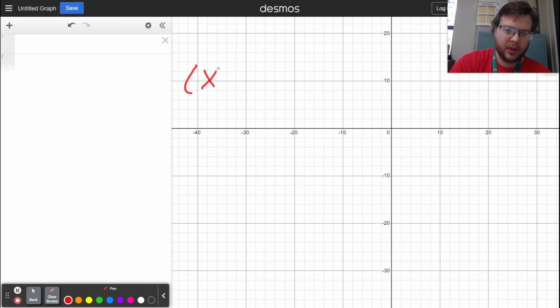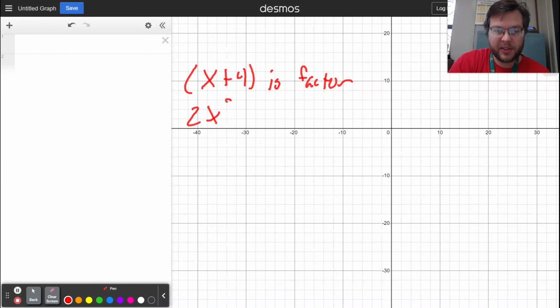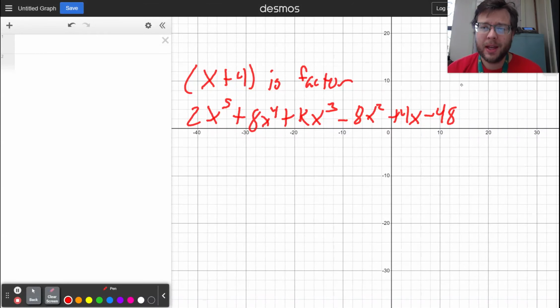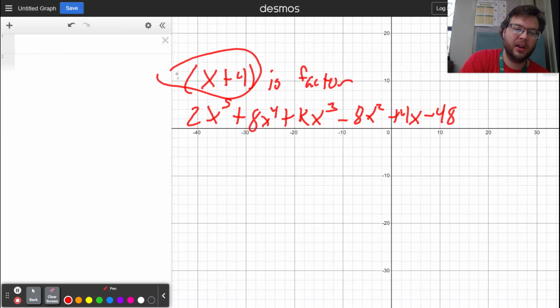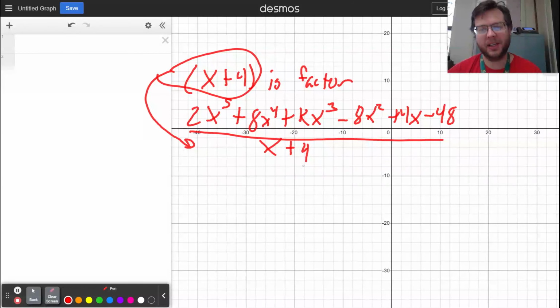What we know is that x plus 4 is a factor of some big, ugly polynomial: 2x to the fifth plus 8x to the fourth plus kx to the third minus 8x squared plus 4x minus 48. Okay? And the hard way to do this problem is to try to divide. Because if something is a factor, you know that you can say, oh, I'm going to divide this by x plus 4. But that's really hard because it's a fifth degree polynomial and because you've got to worry about how you are going to deal with this k value there.